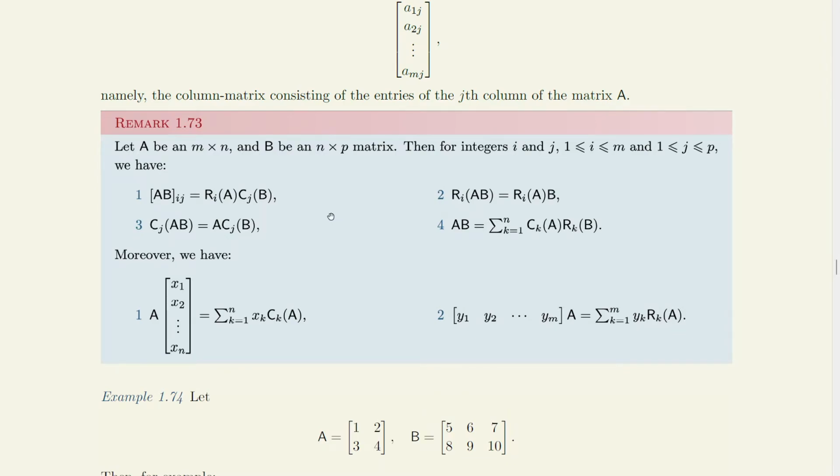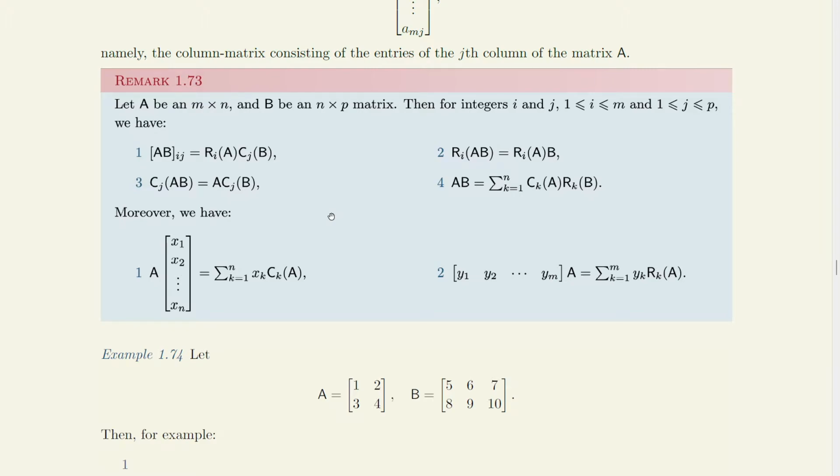Sometimes the product itself is not important for us, we might be just interested in one element of the product, or sometimes we are interested in one row of the product or one column of the product. So it is important to know these rules, okay?